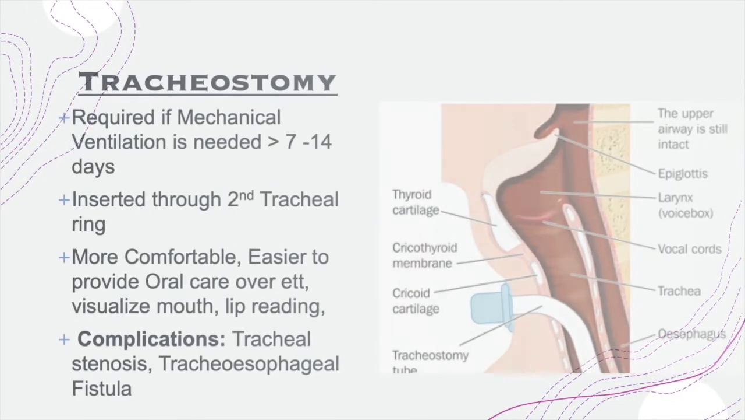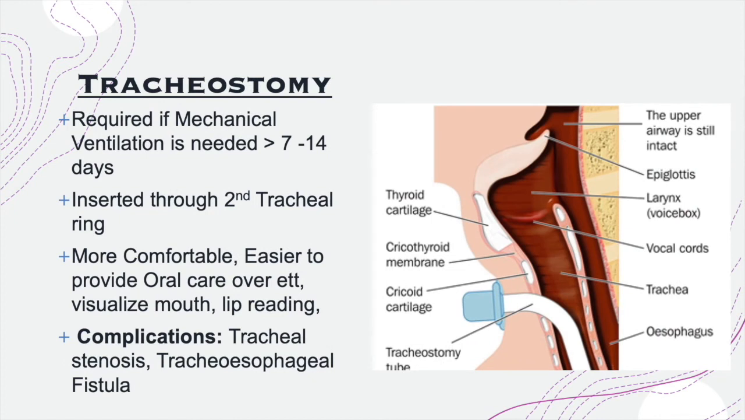Next, we're going to discuss tracheostomies, which is the last slide of this presentation. This is required if mechanical ventilation is needed for greater than 7 to 14 days, so 1 to 2 weeks. By switching to a tracheostomy, this prevents laryngeal or upper airway damage that an endotracheal tube may have caused or may be causing. So to make note, it is inserted within the second tracheal ring, which is in the image, and it is actually more comfortable than the endotracheal tube. Now, besides comfort, oral care is easier to do and lip reading is easier when it comes to the tracheostomy over the endotracheal tube.